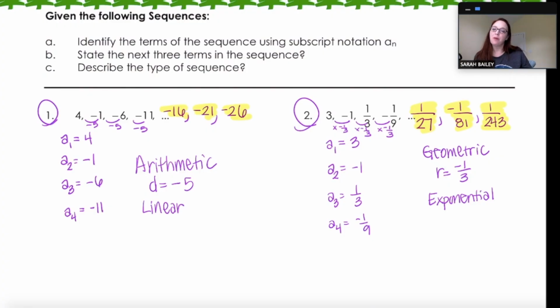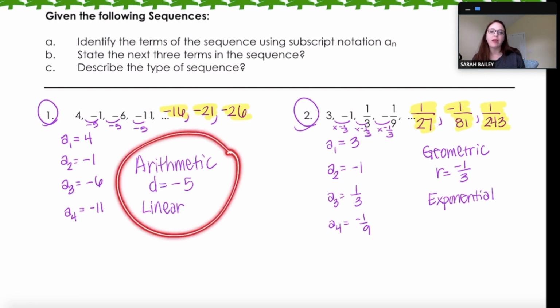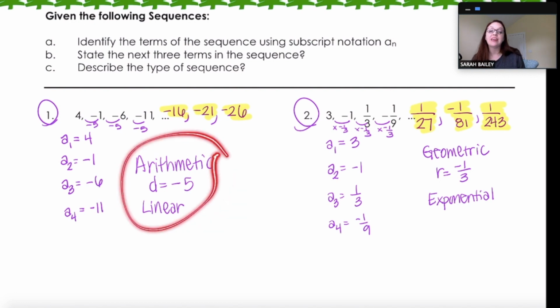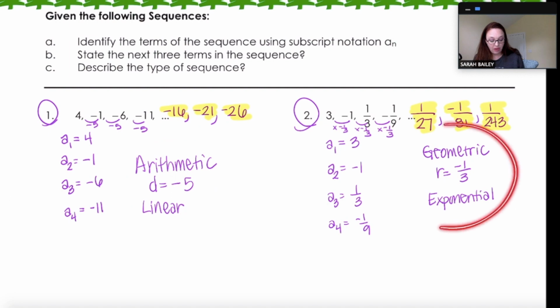Hey guys, welcome back. So I finished this one, but I also added a couple extra pieces of information that they didn't tell us we had to add. For example, I know that this one was arithmetic, but I also went ahead and wrote down the common difference and the type of function. And I did the same thing for number 2. So definitely pause this video and make the necessary corrections to your paper.